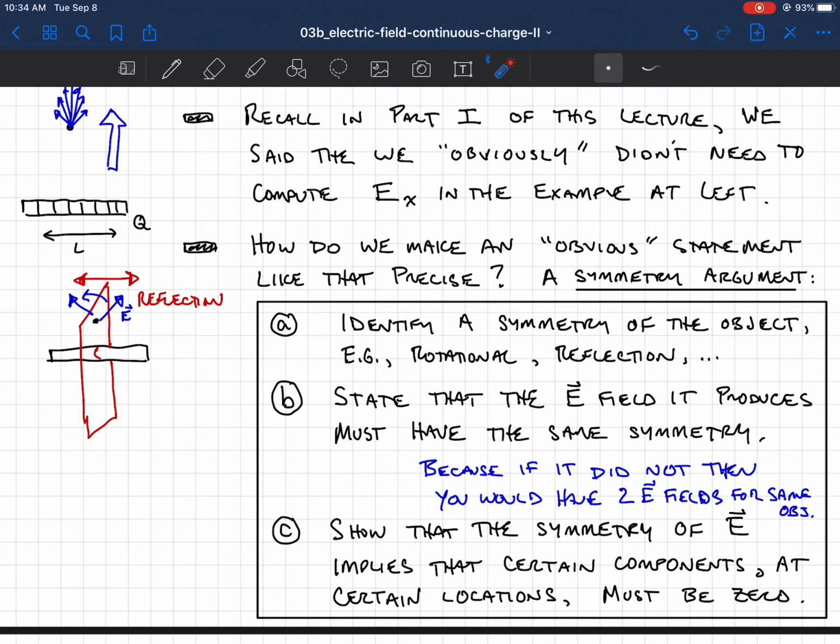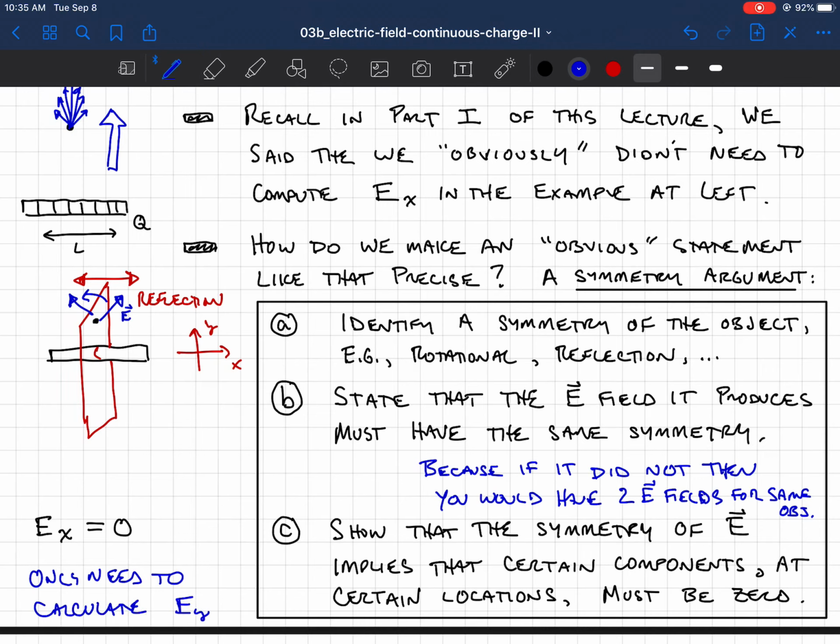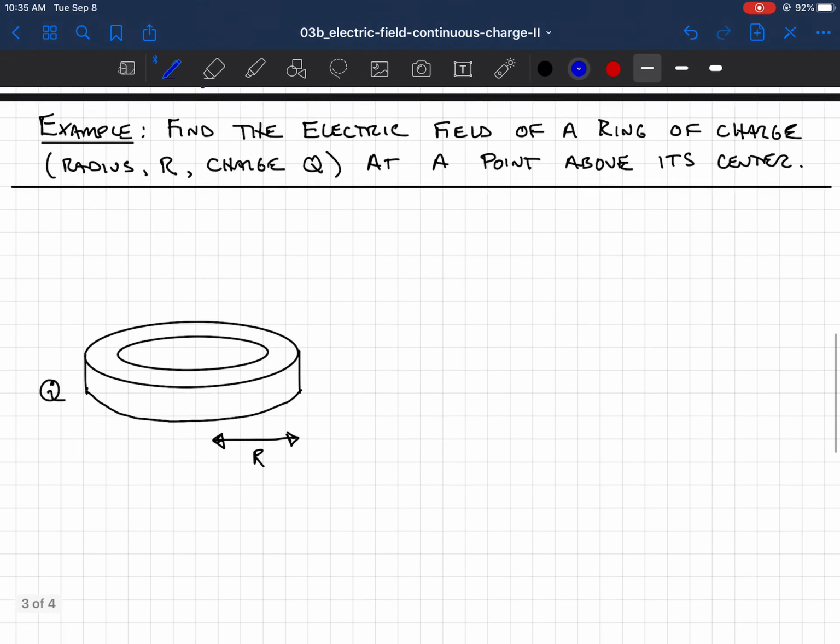So the statement that we get for the rod is E_x must be equal to 0, such that it has the same symmetry if this is X and Y here. And that means we only need to calculate the E_y equation. So that's a symmetry argument, and we will use that in our calculation.